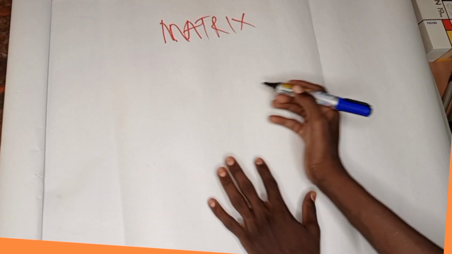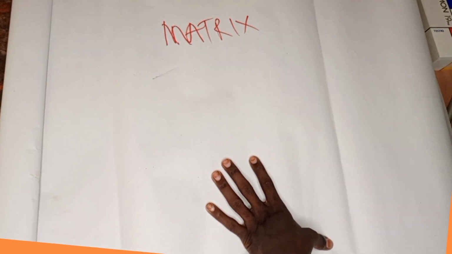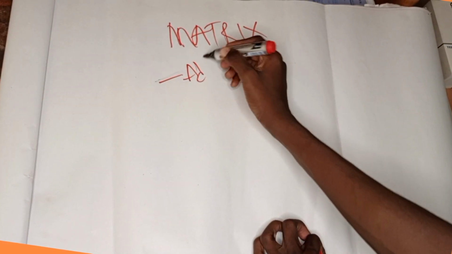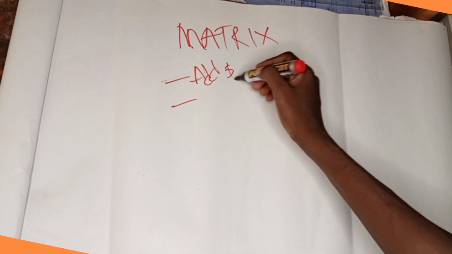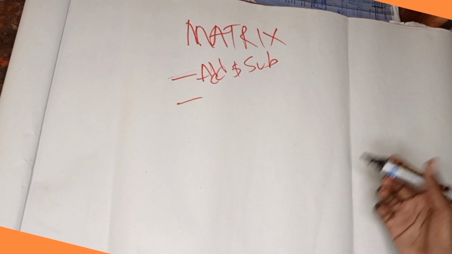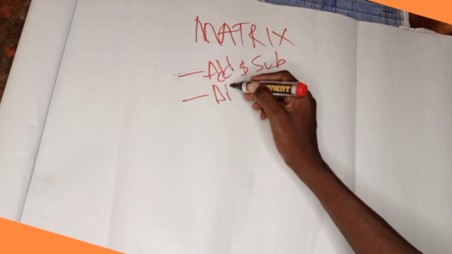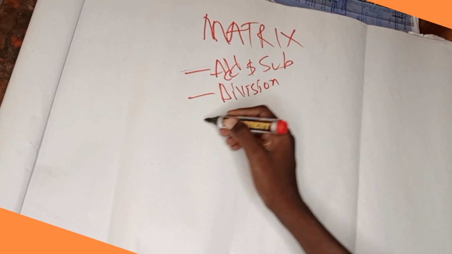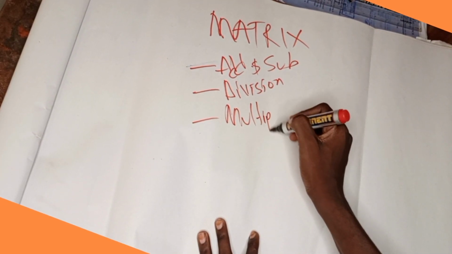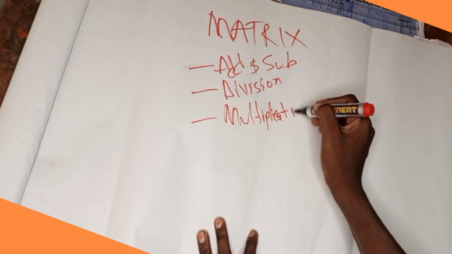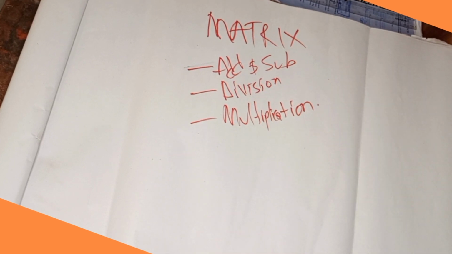For us to understand the whole of matrix in detail, to be able to answer all the questions on matrix, there are a few things we need to learn. One thing is addition of matrix. After that, subtraction. After learning about addition and subtraction, we need to learn about division of matrix. After that, we'll learn about multiplication of matrix.